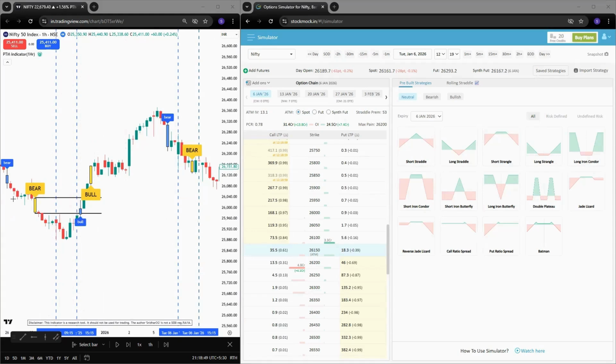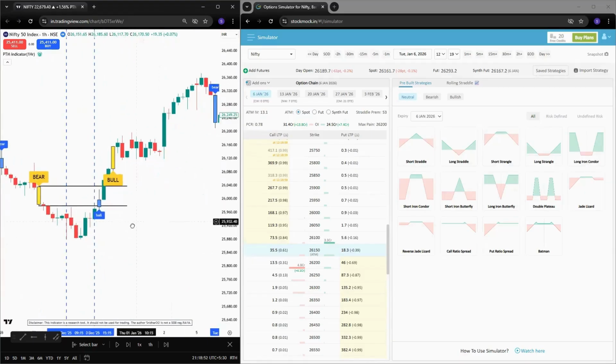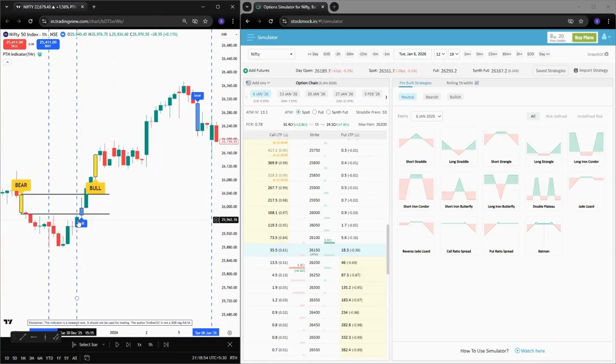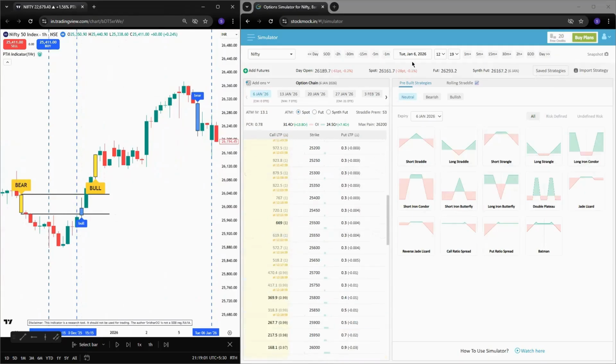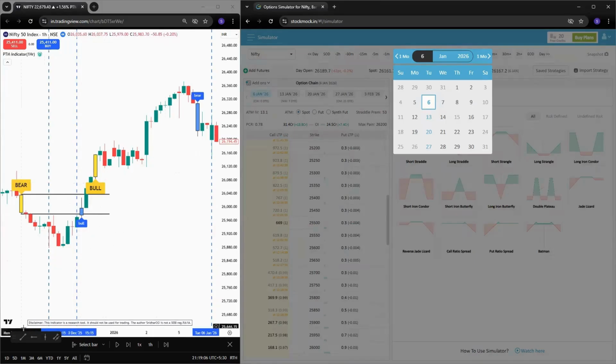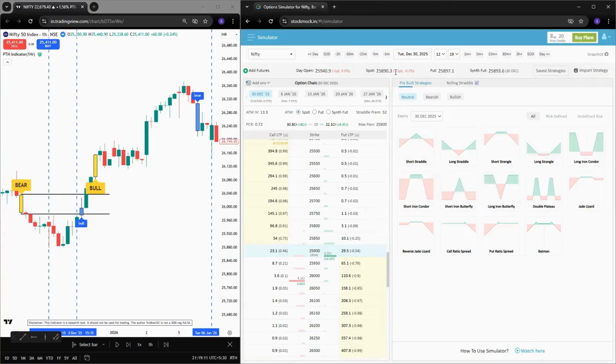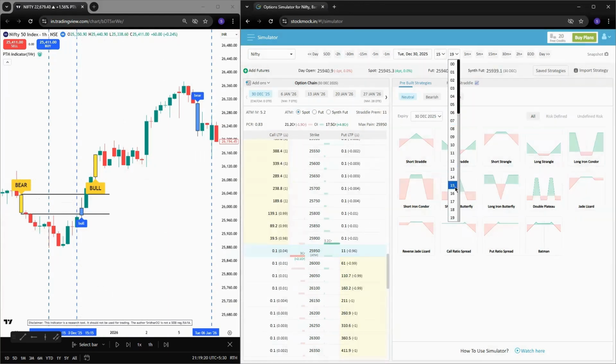Let me zoom in so it will be very clear for you. Okay, zoomed in. Here we are, exactly on this line. If you see the right side of the screen, I'm going to select the date of 30th December. This is Tuesday, expiry day, weekly expiry. What I'm going to do right now is the last 15 minutes, so select the time 3:15. Now I've selected the time.